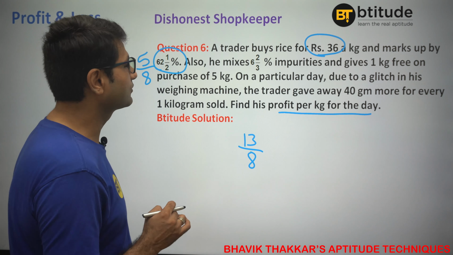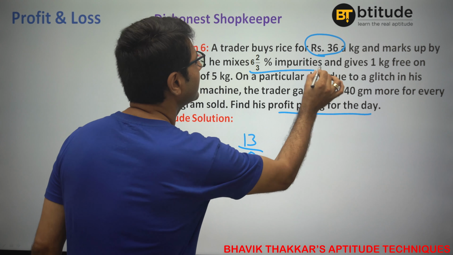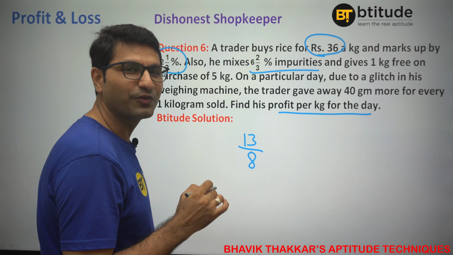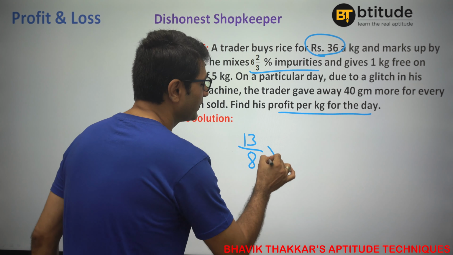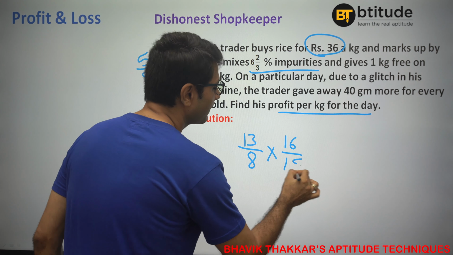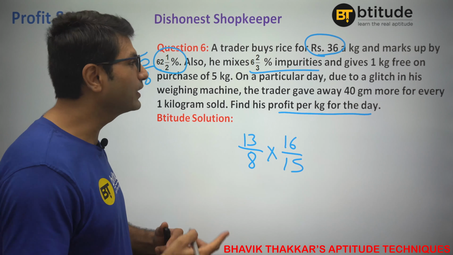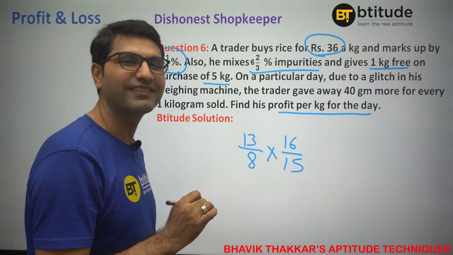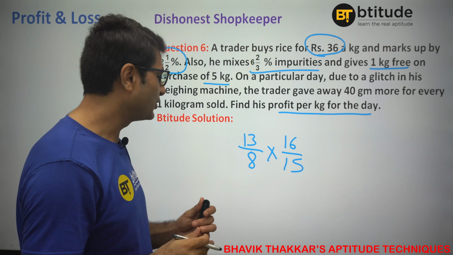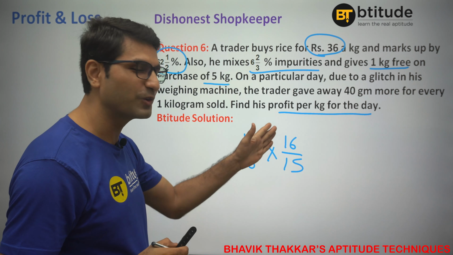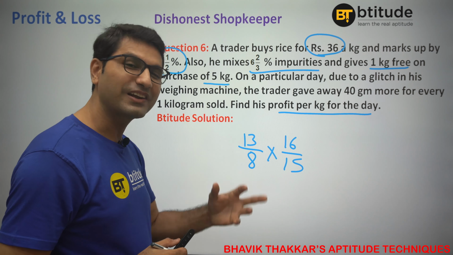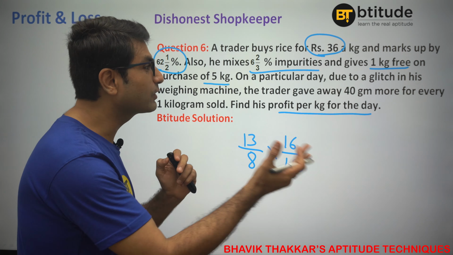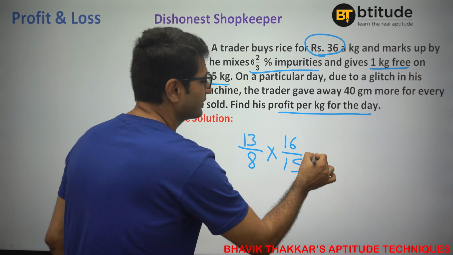All right, what else are you doing? You are actually adding impurities of 1 by 15. So when you add 1 by 15, your value becomes 16 by 15. Okay, what else are you doing? You are giving 1 kg free on the purchase of 5 kg to attract customers. You have done enough, you already marked up, you are also doing some cheating. Now you are trying to attract customers, so you are actually going to give 6 kg, right? 5 kg plus 1, 6 kg.